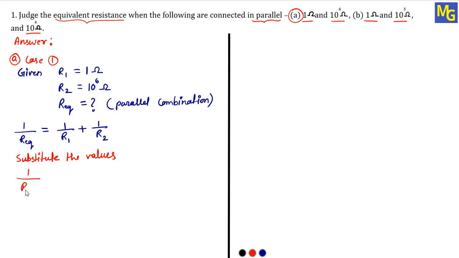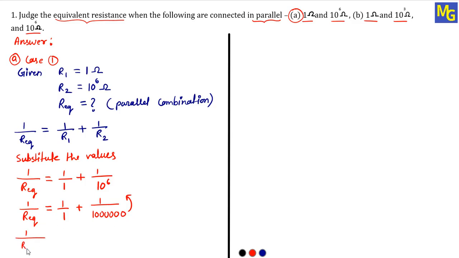Now 1 divided by equivalent resistance is equal to 1 divided by 1 plus 1 divided by 10 raised to 6. Now solve this. 1 divided by 1 as it is, plus here it will be 1 with how many zeros? 6 zeros: 1, 2, 3, 4, 5, 6. If you take this on a calculator, there will be a decimal which we have to write in this number. So it becomes 1 divided by R equivalent is equal to 1 plus 0.000001.